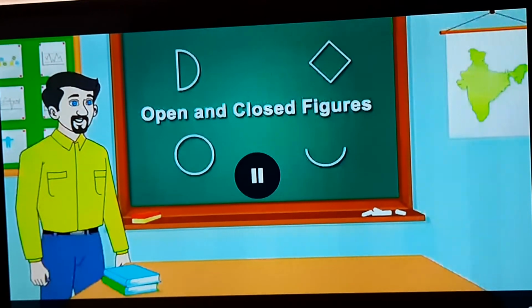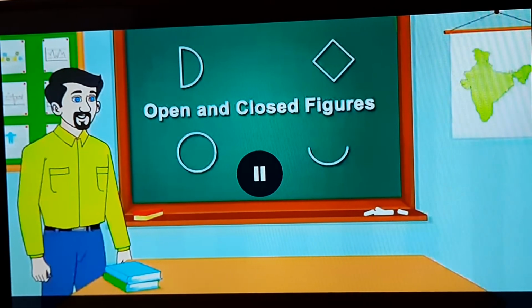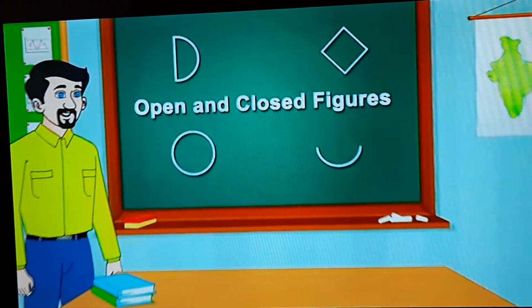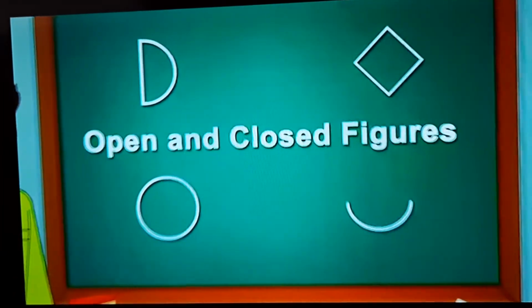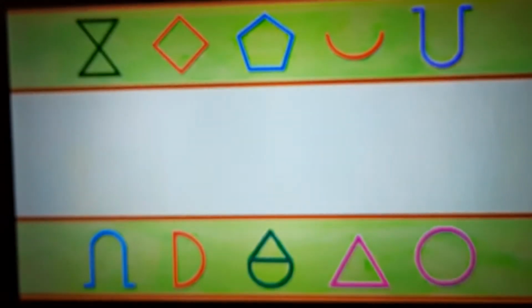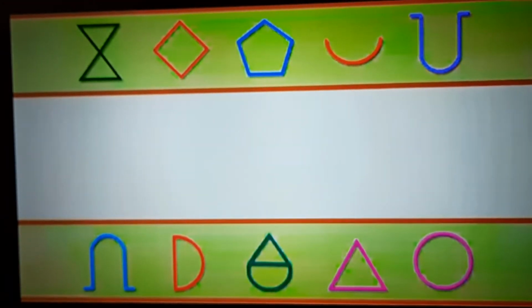Hello children, meet Mr. Vijay. Today he is going to explain the concept of open and closed figures. Children, look at these figures. They look different from each other, don't they?